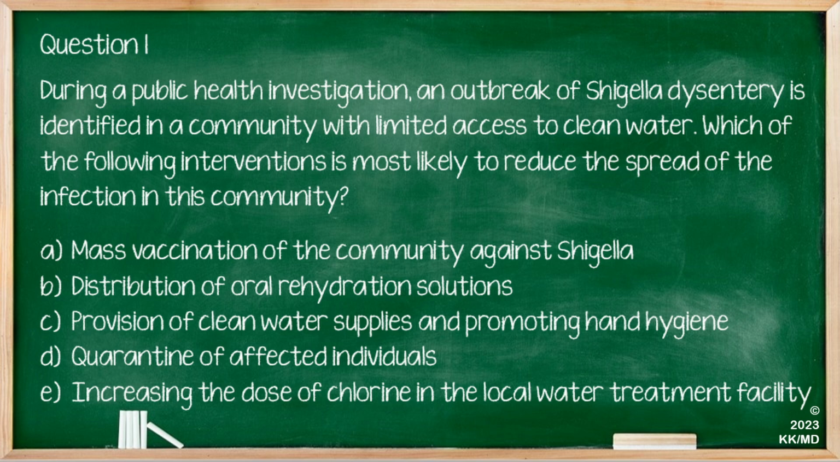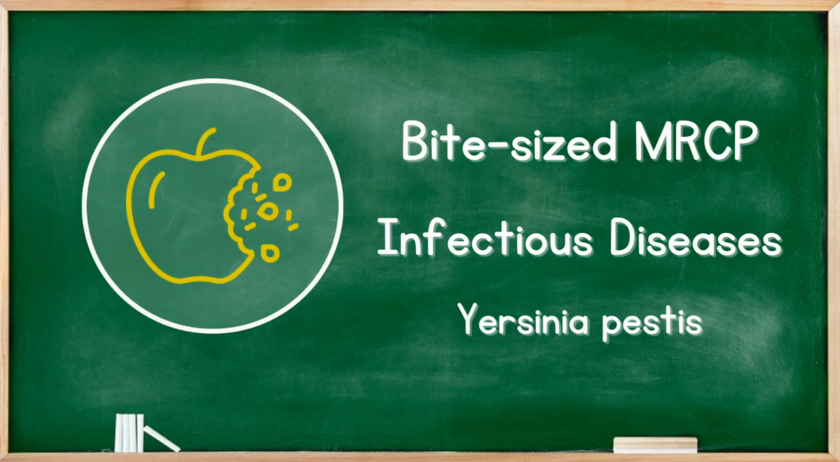And if you were paying attention during the talk, you will realize that most of the cases of Shigella are actually self-terminating and do not require any antibiotic. However, to stop the spread of this, it would be really important to stick to the basics of management of infectious diseases, which would be option C, which is provision of clean water supply and also promoting hand hygiene.